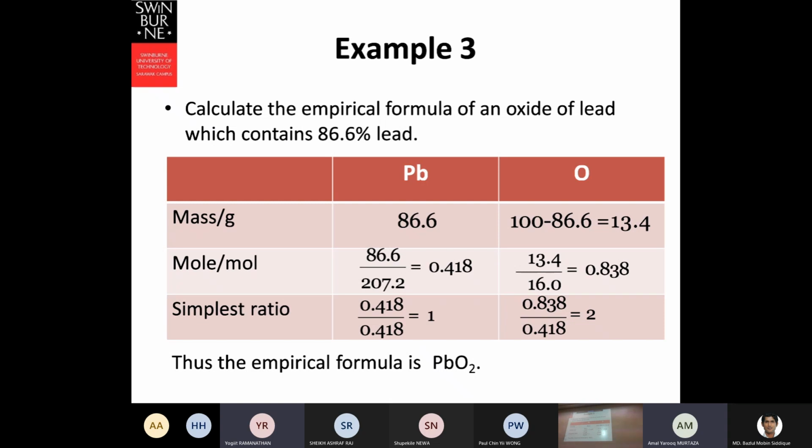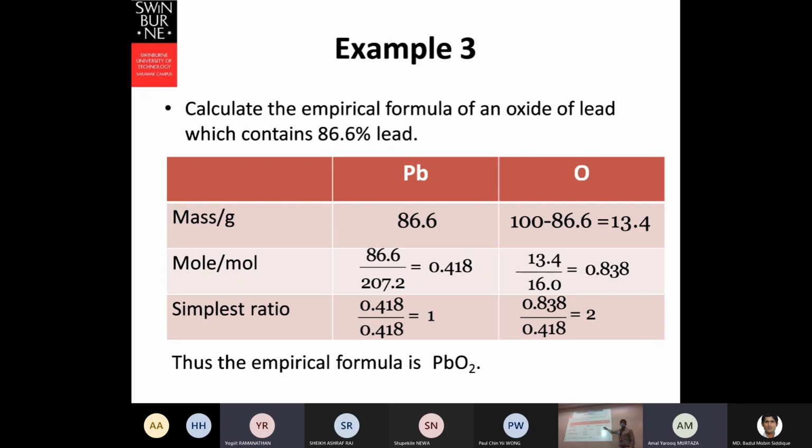So, calculate the empirical formula of an oxide of lead which contains 86.6% of lead. Now, 86.6% of lead is there. The rest is what? The rest is oxygen, of course. We don't need to show it that way, but we understand that this is the oxygen.